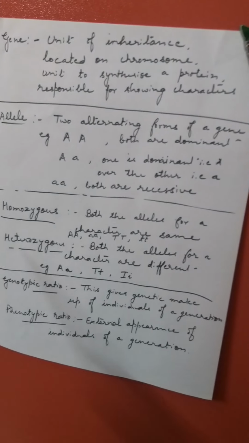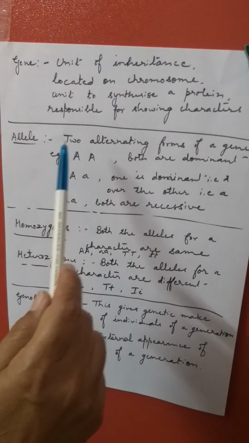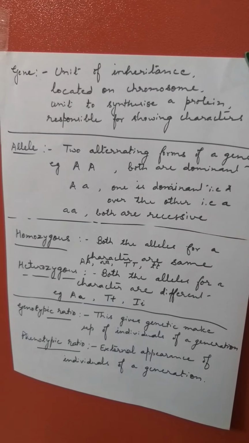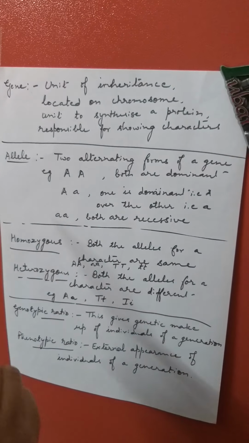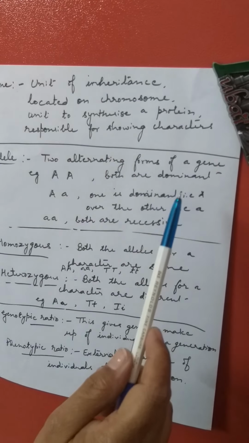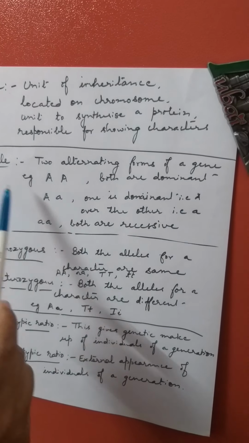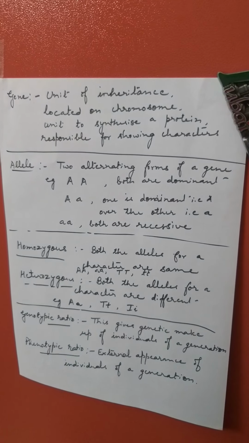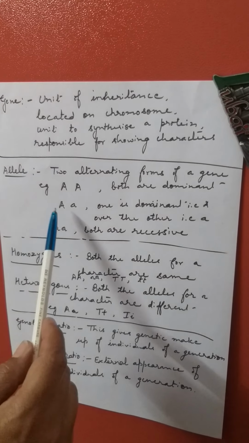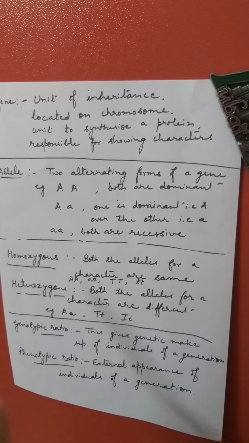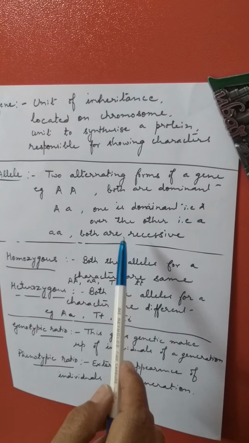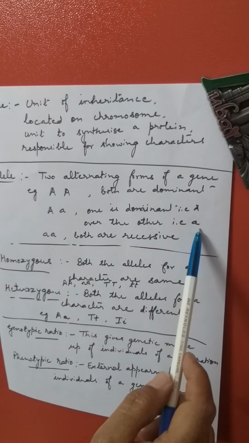Another term related with gene is allele. Two alternating forms of a gene are called alleles. For example, capital AA, where both are dominant. These are the two alleles for a gene which shows the flower position axial. Another case, capital A, small a, where one is dominant over the other, that is, capital A is dominant over small a.